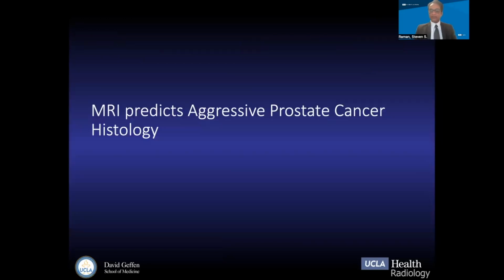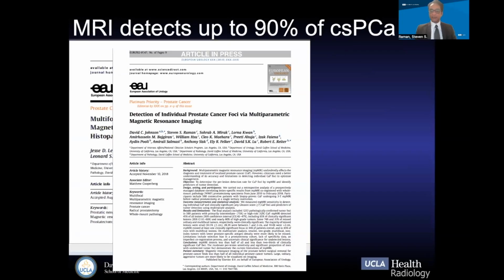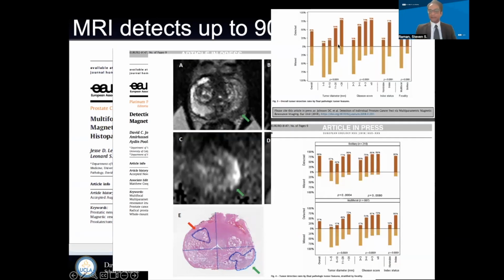We've known that MR predicts aggressive prostate cancer histology. So in this paper and another subsequent paper in European Urology, we've basically shown that in MR visualized lesions like this lesion on the left is much more biologically aggressive than this invisible lesion on the right. We've shown that MR enables us to detect between 70 and 80% of all clinically significant prostate cancers, up to 90% of solitary clinically significant prostate cancer.